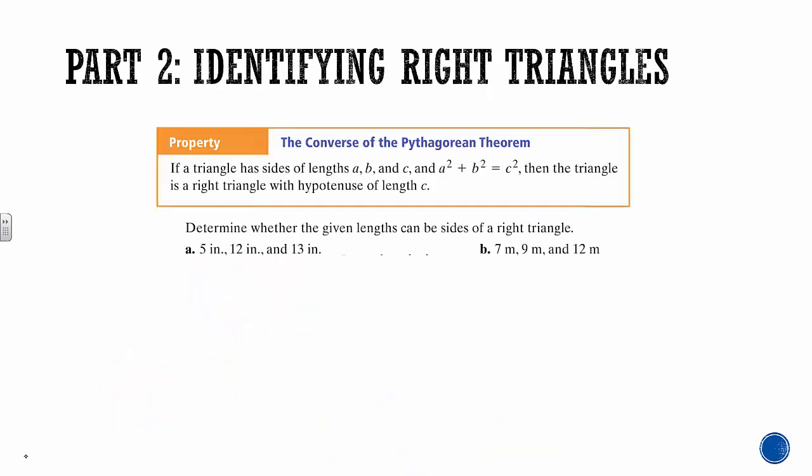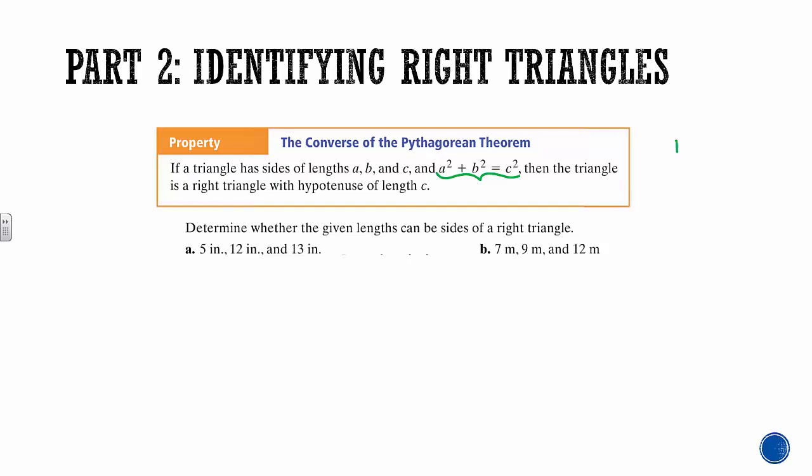So here's where that converse comes into play. The converse of the Pythagorean theorem says that if a triangle fits A squared plus B squared equals C squared, then it has to be a right triangle and your hypotenuse has to be C. So if I just give you random lengths, you can figure out if they would form a right triangle.